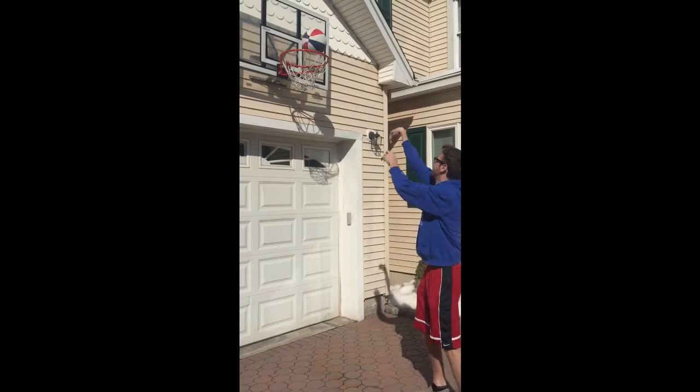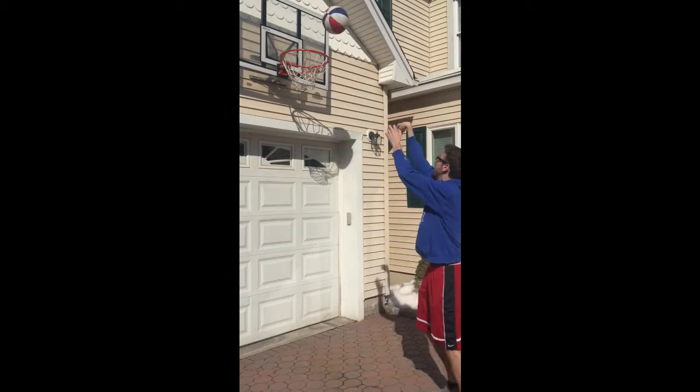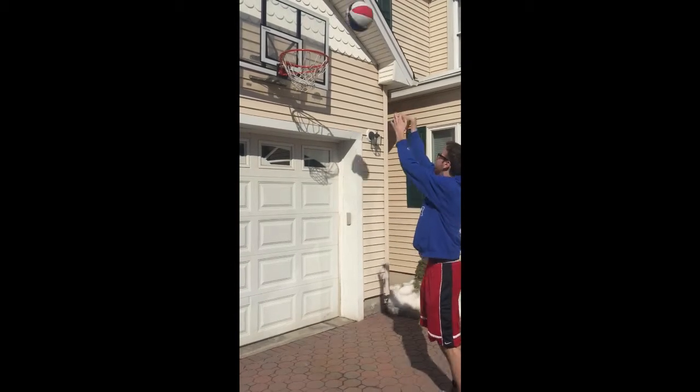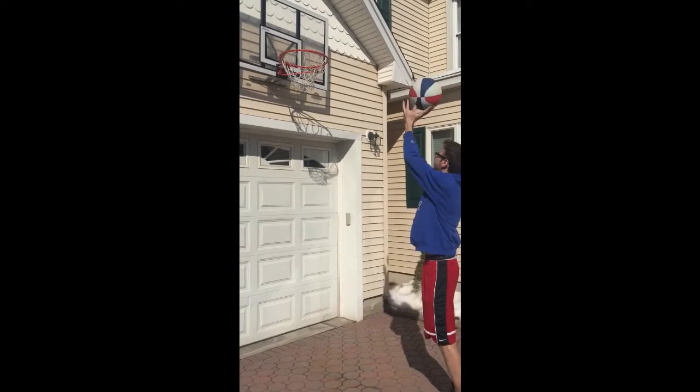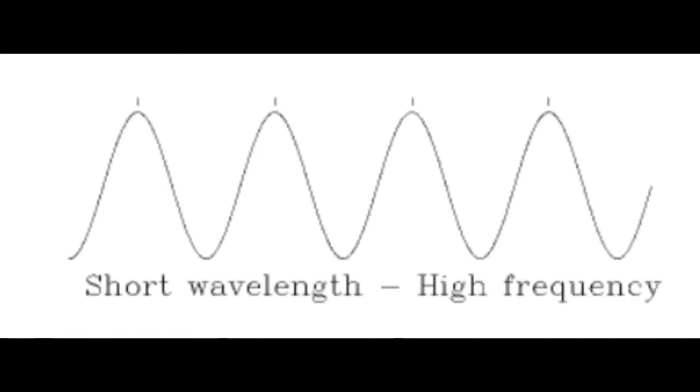He is standing close to the basket, which means the wavelength is short. The ball does not have to travel a far distance in order to complete a cycle. Since the wavelength is short, in this 1-second time frame, 9 cycles were completed. So, when the wavelength is short, the frequency, which is the number of cycles per 1 second, is high.